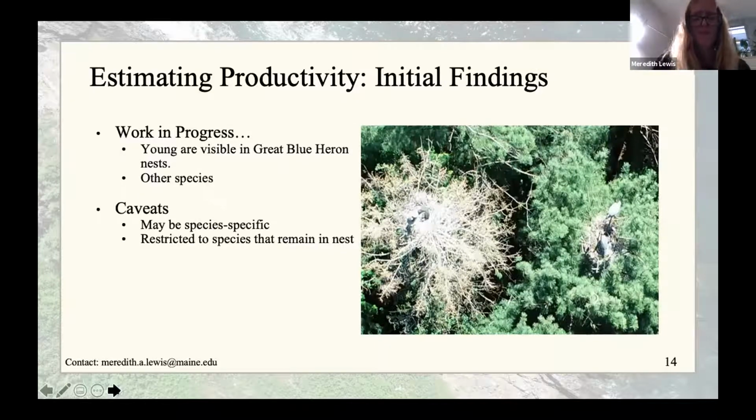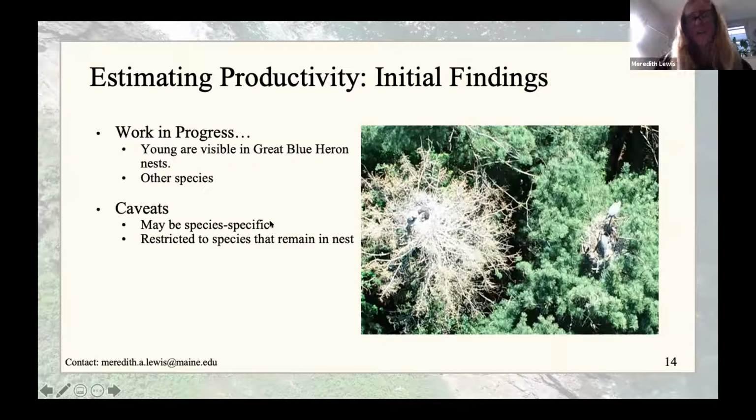So for estimating productivity, some initial findings, this is very much a work in progress, but we are optimistic because in this picture here, we do have some imagery where we have in the leftmost nest 3 great blue heron nestlings, and you can see the size difference between them and some of the adults that are standing right next to it.